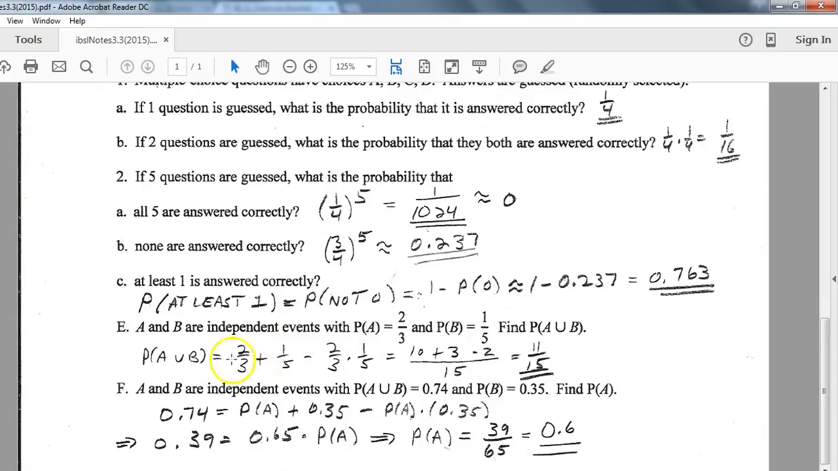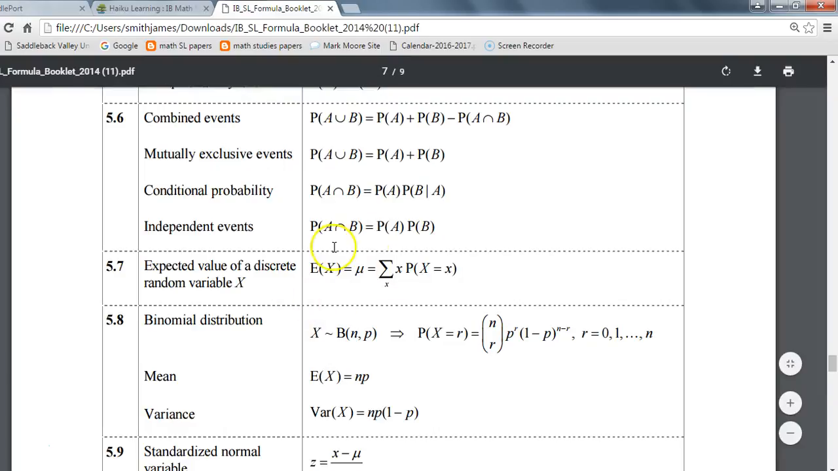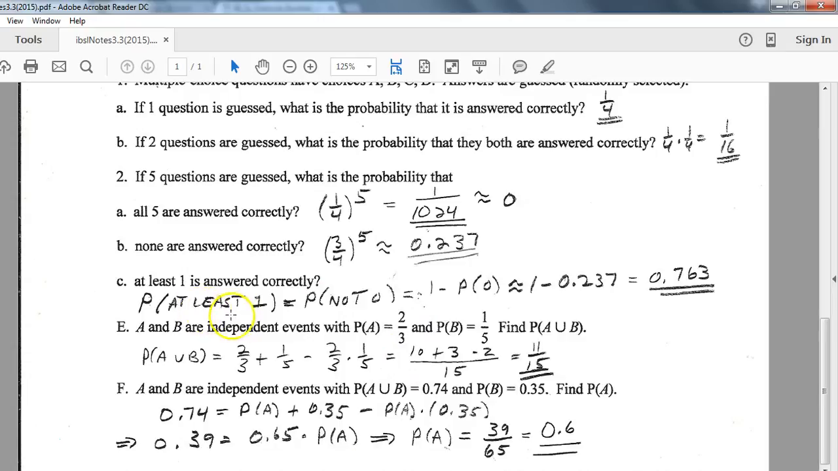Last 2 examples down here. So if A and B are independent events, and this is key. Because they said that A and B are independent, that means, if you look at your formula sheet, that means this is true. That means I can do A times B to get this. And so that's really important. So here's how that would work. If we said A and B are independent events, that means I know A is this, I know B is this, and they're asking me to find A or B.